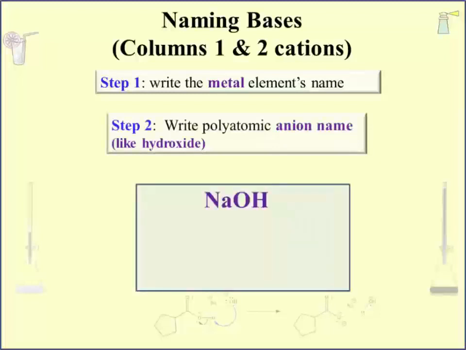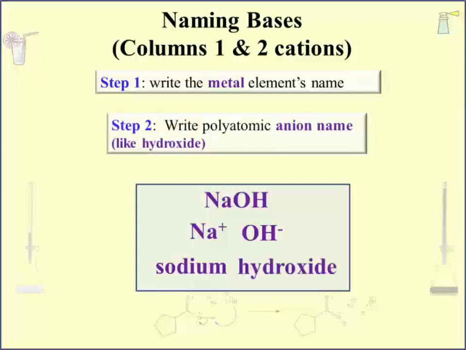NaOH will serve as an example. It is an ionic compound with a metal cation and a polyatomic anion. Rule 1 says to use the metal element's name, sodium. Rule 2 says to use the name of the polyatomic anion, hydroxide. The base is sodium hydroxide.